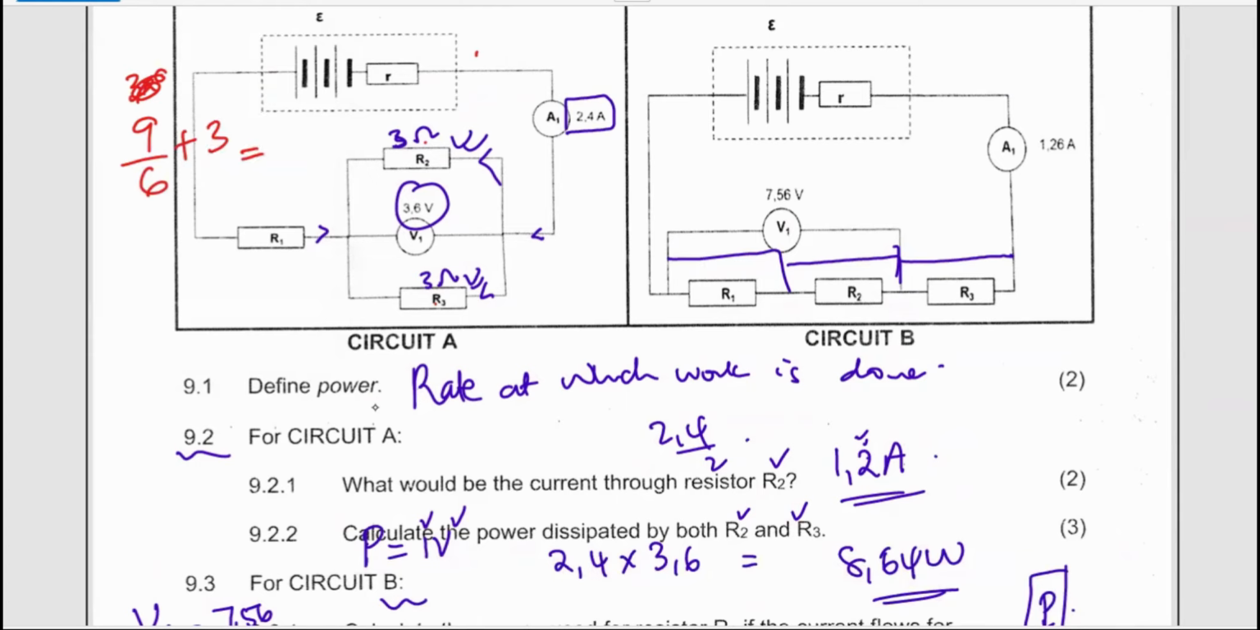So that's going to be 18 plus 9, which is 27. And then I'm dividing it by 6, which gives me 4,5. So this is 4,5 ohms. This is the effective resistance for this one. Then 3 and 3 gives us 9 ohms. So that's the effective resistance for circuit B.